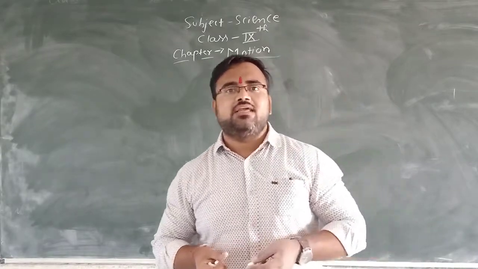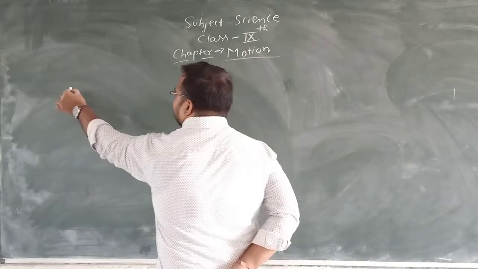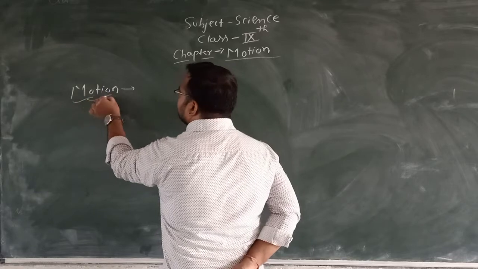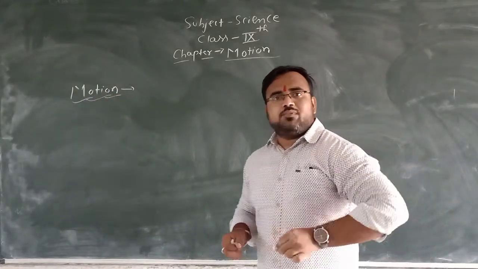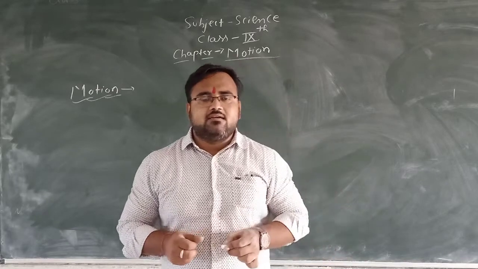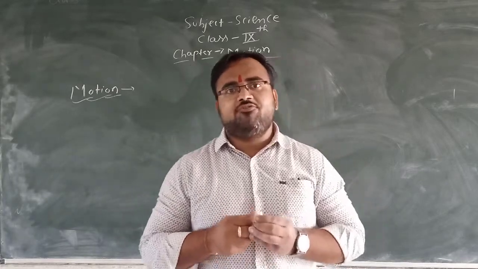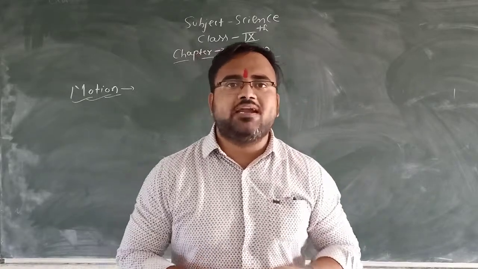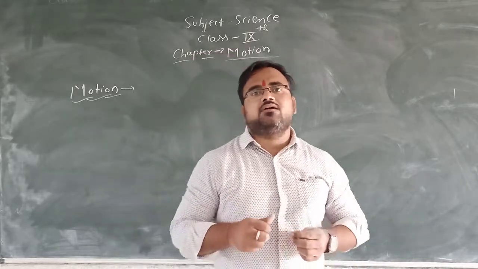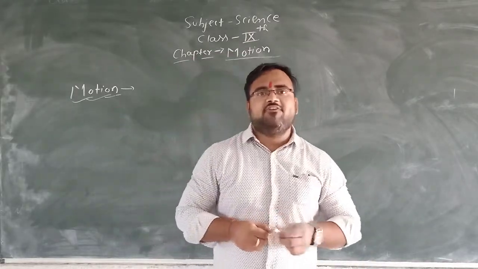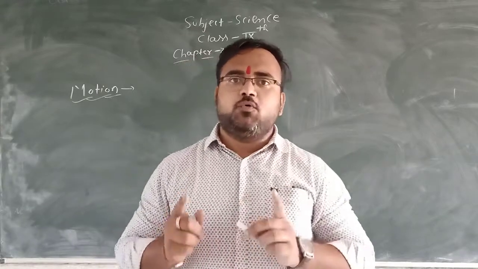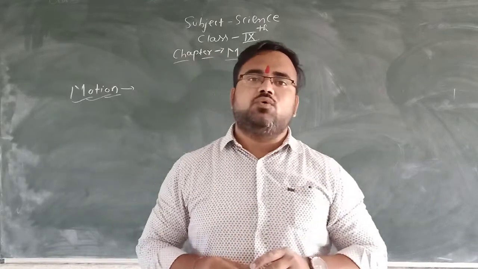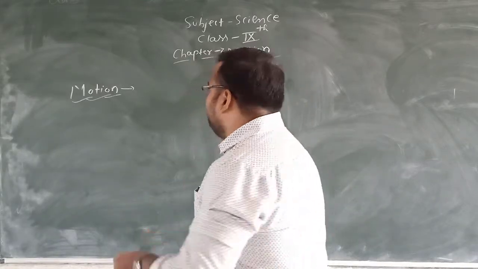What is the exact meaning of motion? Motion means if an object moves with respect to time, if an object changes position with respect to time, then that concept is known as motion. When any object changes its position with respect to time, then that phenomenon or concept is known as motion.